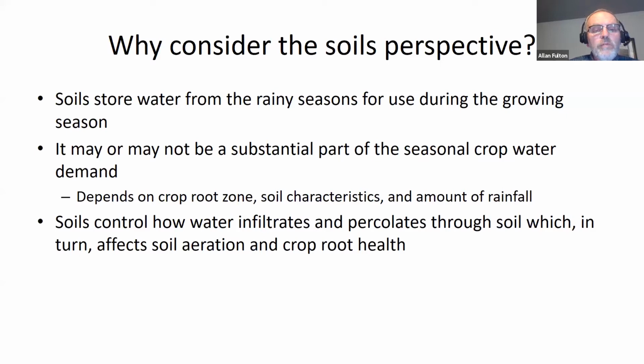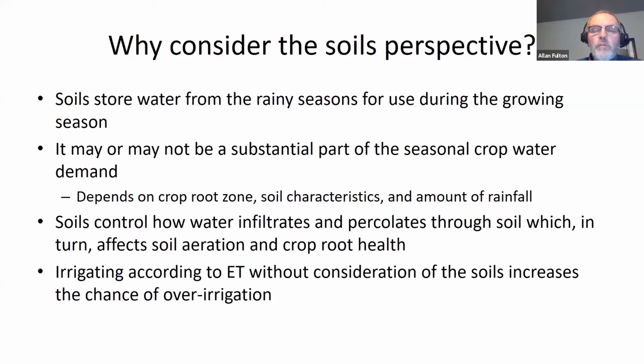The soils are also important from the standpoint that they control how water infiltrates and percolates through the root zone, which in turn affects soil aeration as the roots are growing and affects the tree and crop root health. So if we were to just blindly budget our irrigations by matching ET 100% based on our irrigation system design, we would increase our chances quite a bit of over irrigating by not considering the soil storage capacity, the root zone capacity of our crop.